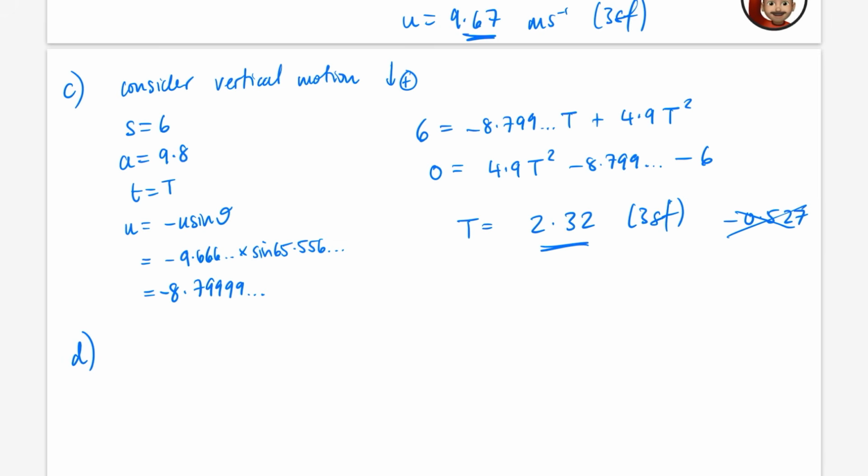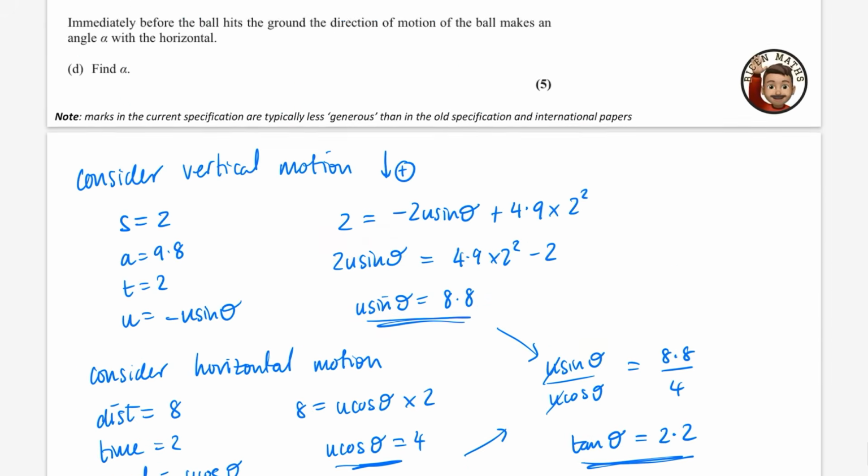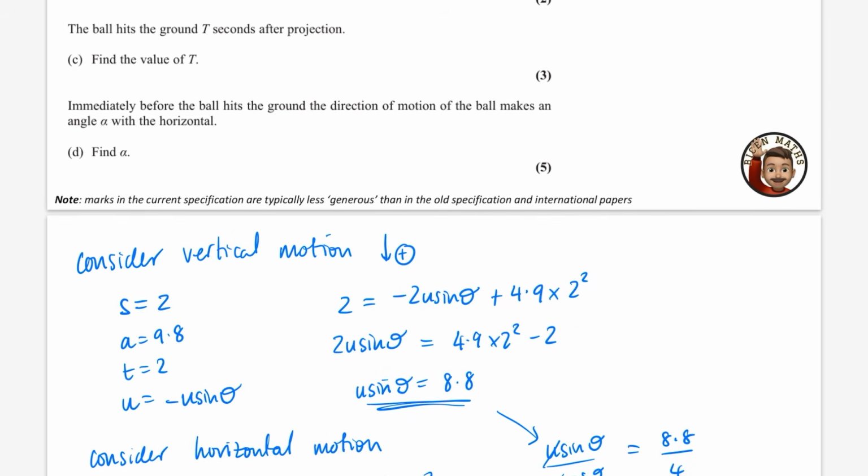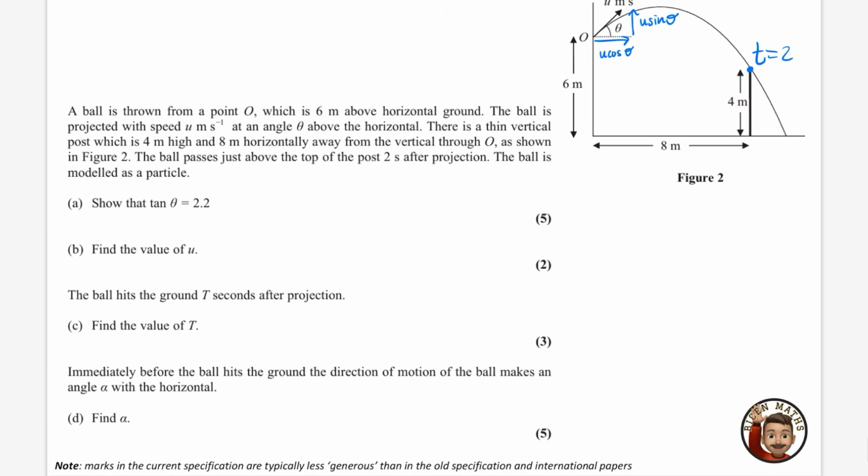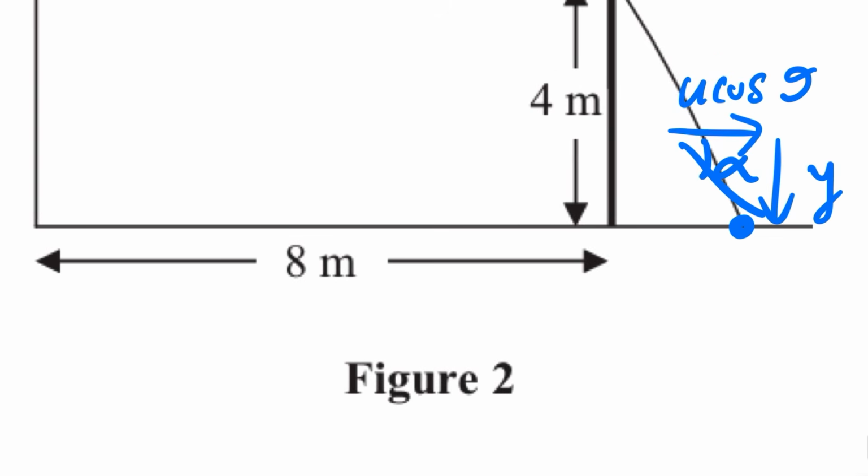Okay, the last part of the question, 5 marks for this. Immediately before the ball hits the ground, the direction of motion of the ball makes an angle alpha with the horizontal. Find alpha. So at this last stage, we know that it is still travelling across with u cos theta. That never changes in the horizontal. We just need to find out that last speed, which I've called v here. I need to find the vertical speed as it hits the ground, and then use that to find alpha, that little angle that we've got there.